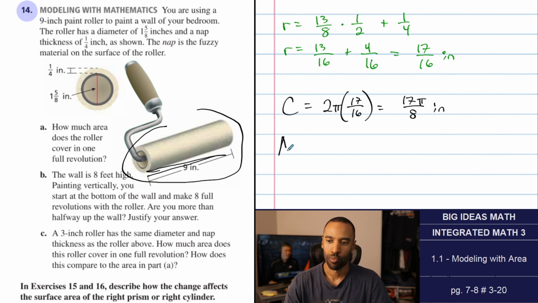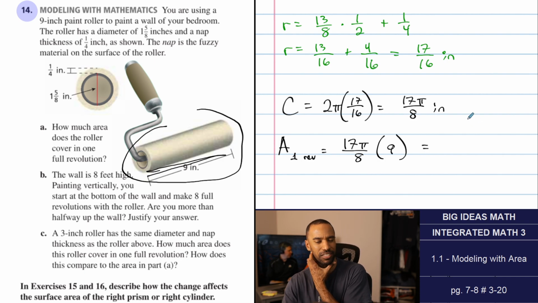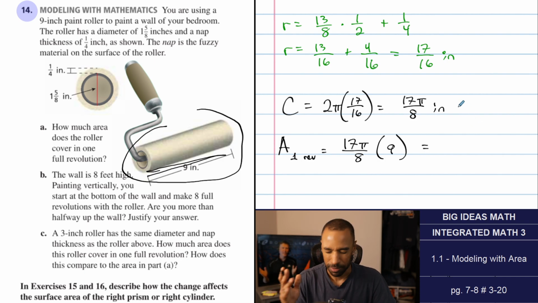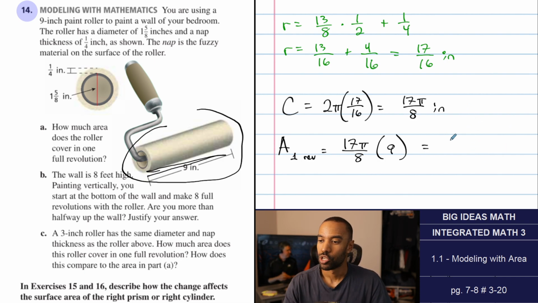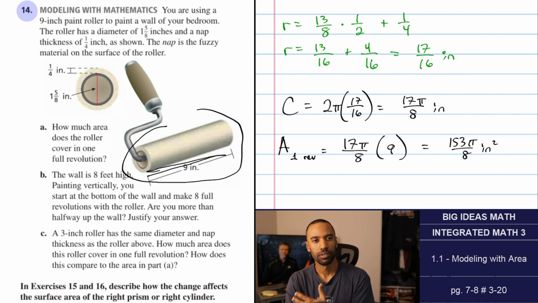The area of one revolution is going to be that length times the height of 9. And I'm doing this exactly for now. I don't know what 17 times 9 is, 153. So 153 pi over 8 square inches. That's an exact value when it comes down to it.